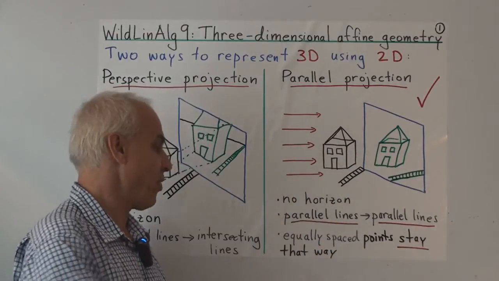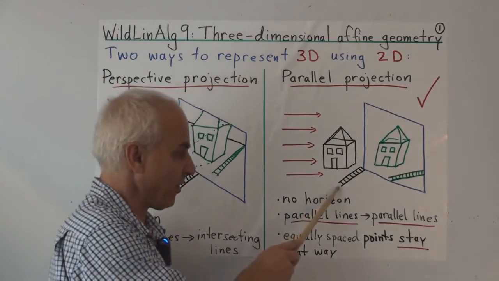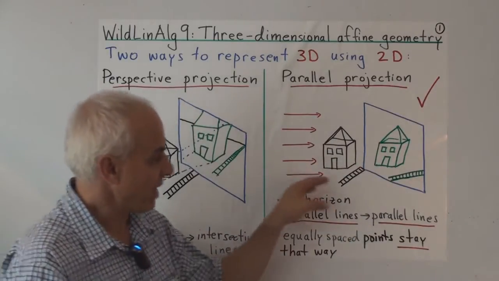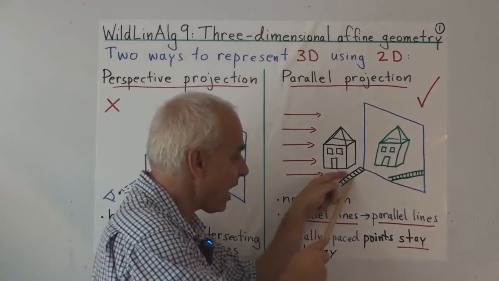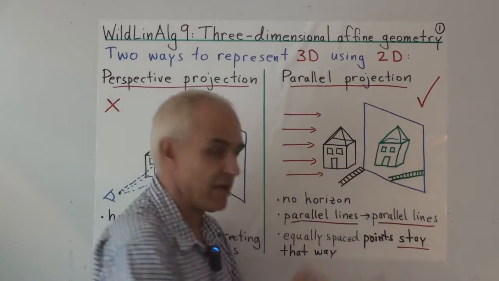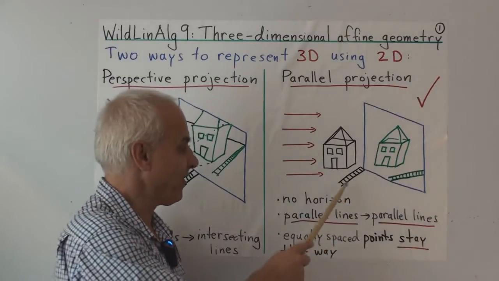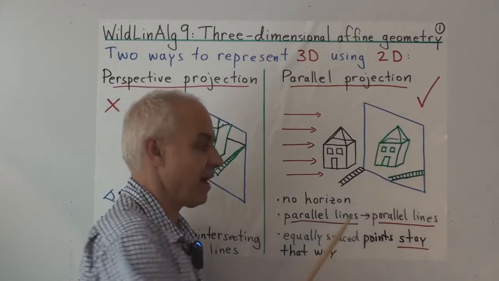And the other important point is that equally spaced points stay that way. So for example, here's a railway track. Under parallel projection, we get another picture of a railway track, but the lines which were parallel become lines which are still parallel, perhaps in a different direction, of course. And these equally spaced ties are represented by equally spaced ties here.